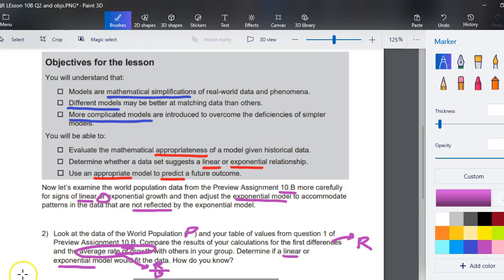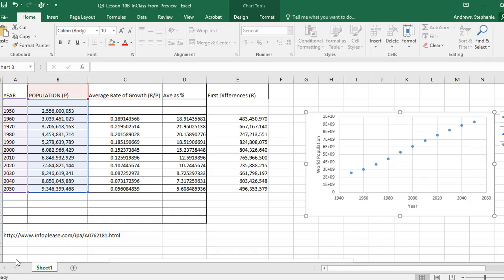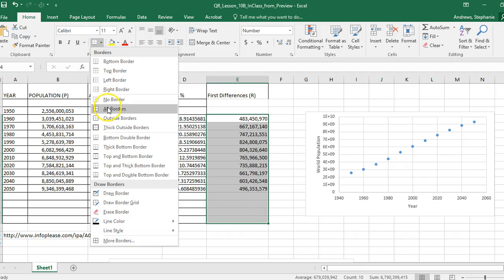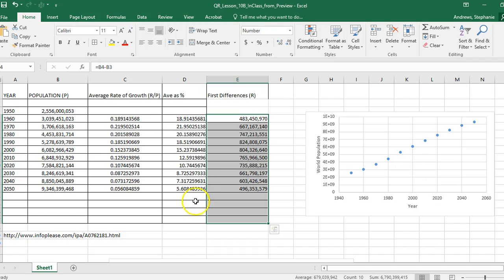So now I'm looking at the Excel spreadsheet, and what they're asking us to do in question 2 is to look at this data, look at the population, look at the first differences, look at the average rate of growth, and talk through what you are seeing. And so I'm going to go ahead and look at the first differences. And I've put those way off over here, and I'll end up using them. But looking at the first differences, and I'm going to go ahead and get some borders on here.